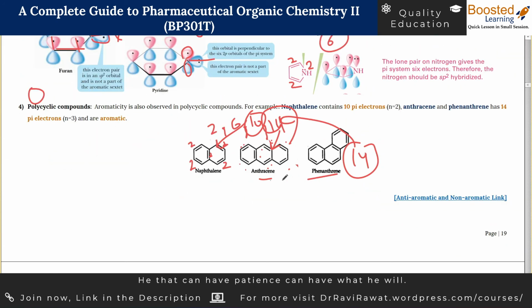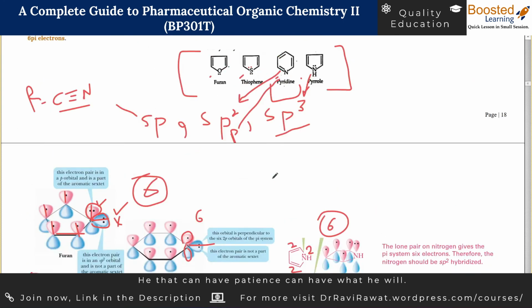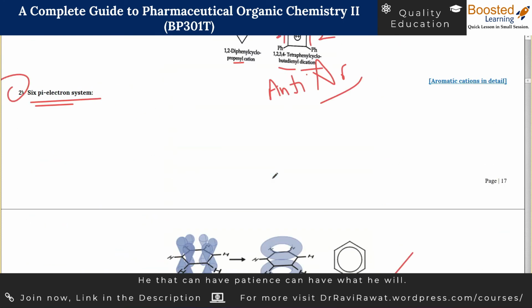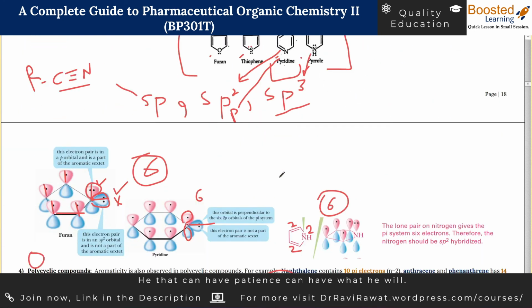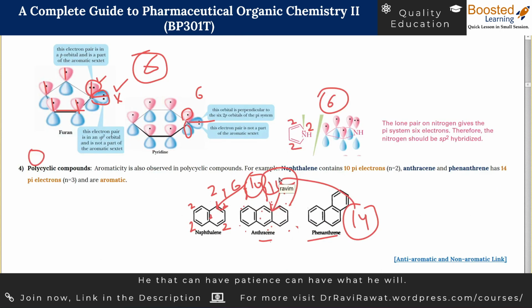So this way we have covered the examples of aromatic molecules. We have covered the different classifications of these molecules, and such examples are asked in competitive exams. This is why this topic was very important. So that's it for this session.